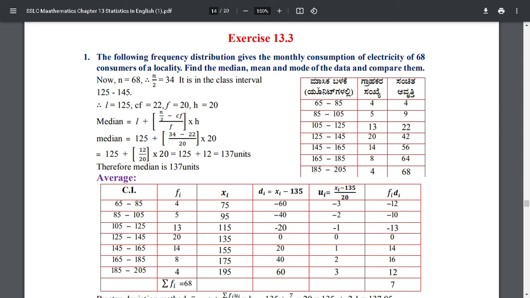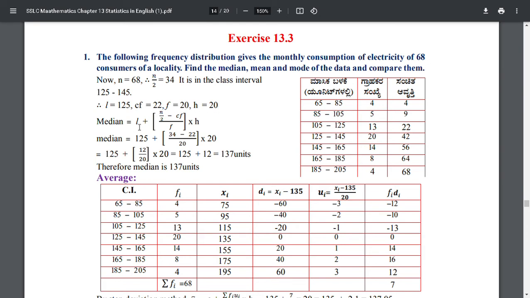CF: first frequency is 4, 4 plus 5 is equal to 9, 9 plus 13 is equal to 22, 22 plus 20 is equal to 42, 42 plus 14 is equal to 56, 56 plus 8 is equal to 64, 64 plus 4 is equal to 68. Here, n is equal to 68, therefore n by 2 is equal to 34. It lies in the class interval 125 to 145. Therefore, L is equal to 125, CF is equal to 22, f is equal to 20, h is equal to 20.